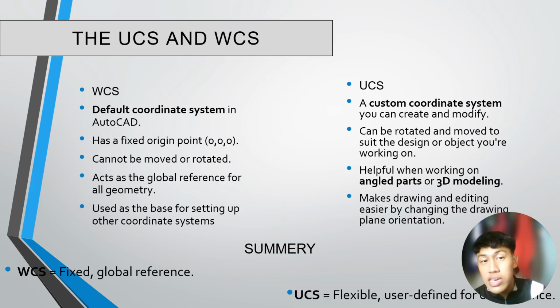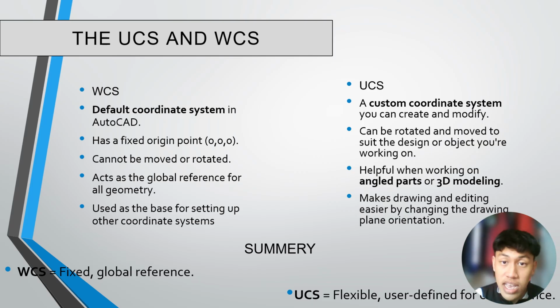As you can see here, there is a difference between UCS and WCS. For WCS, which is the World Coordinate System, it's the default coordinate system in AutoCAD, has a fixed origin point, which is 0, 0, 0, cannot be moved or rotated, acts as the global reference for all geometry, used as the base for setting up the other coordinate systems.